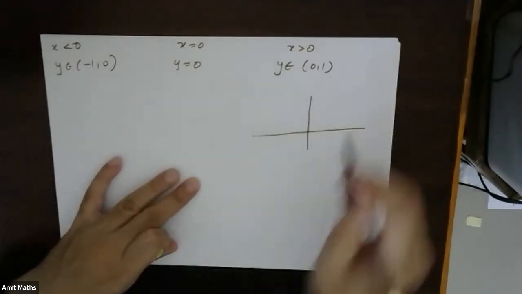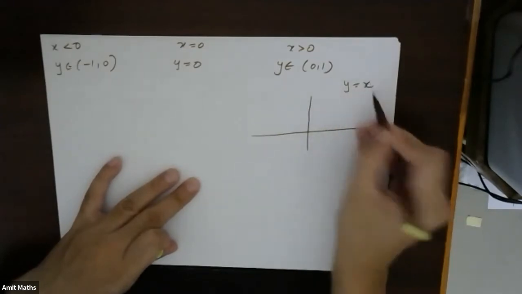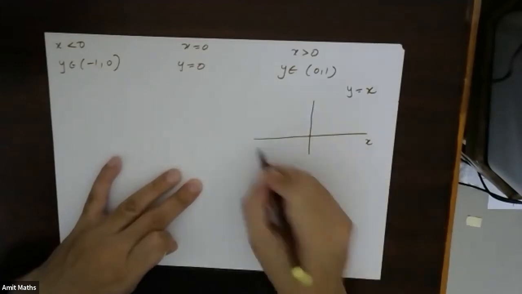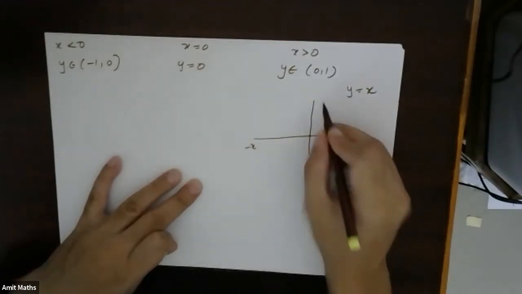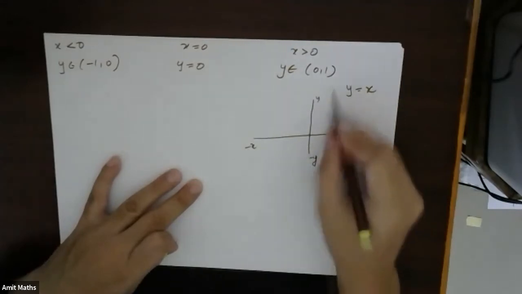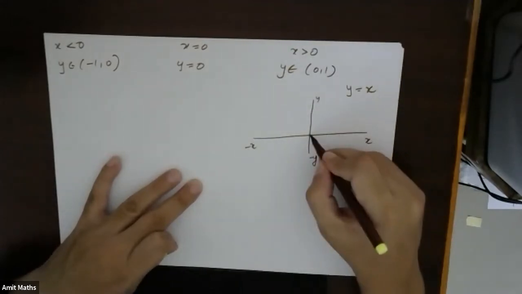Suppose I'm taking the curve y equals x. On the right side and left side, this is y, this is minus y. Positive y means positive y and negative y.